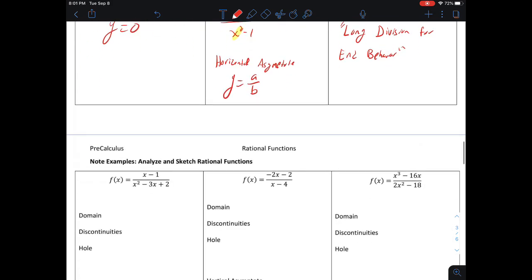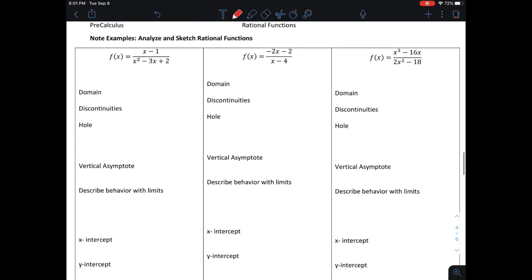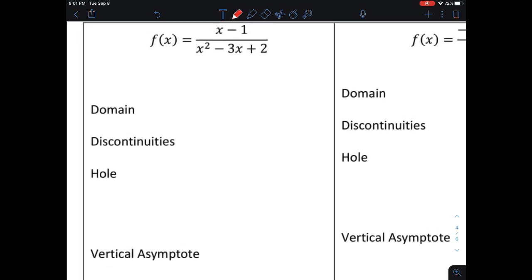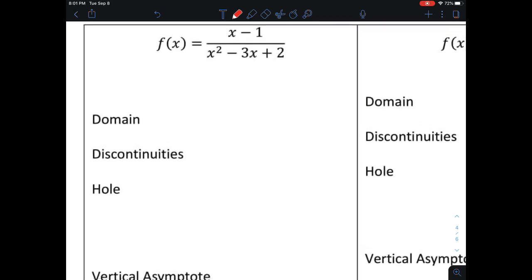So let's do some examples here. All right, so I want to analyze and I want to sketch the following rational functions. We're going to work through these things one at a time. Now, when I'm given a rational function, I want to analyze it and or sketch it without having a calculator or a graph. The first thing I would recommend doing is factoring. So we're going to rewrite this problem. We're going to factor the whole thing.